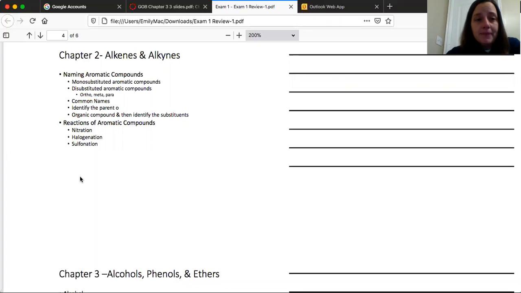Okay, so the common names, and then we'll identify the parent. It's either gonna be phenol, toluene, aniline, or benzene. That'll be the ring. But we could also have a benzene ring as a substituent. Phenyl is the name for the benzene ring as a substituent. So if you have a carbon chain that's longer than six carbons, and you've got a phenyl or a benzene ring attached to it, then the ring would be considered a substituent.